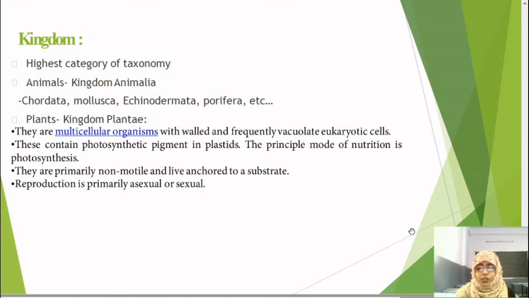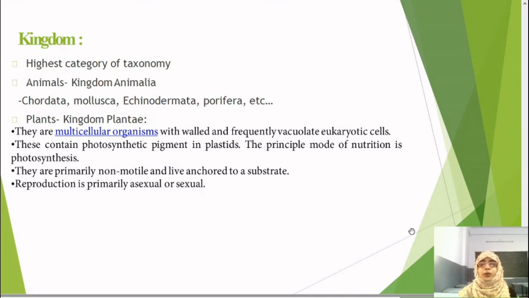Plants are usually multicellular organisms with walled and frequently vacuolated eukaryotic cells. You can see vacuolated eukaryotic cells present inside the plant cell. And these are photosynthetic organisms, whereas photosynthesis does not take place in animals. The main feature between animals and plants is the photosynthetic pigment, chlorophyll, which is present in the leaves of the plant, that is in the plastids of the plants, whereas it is absent in animals.